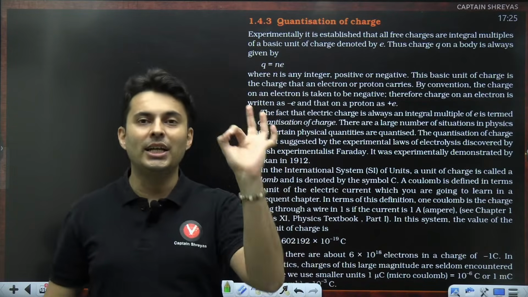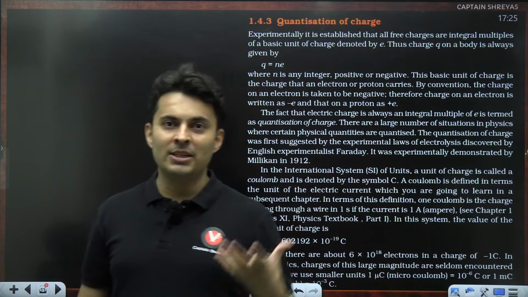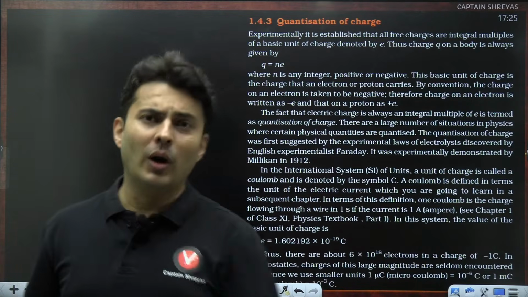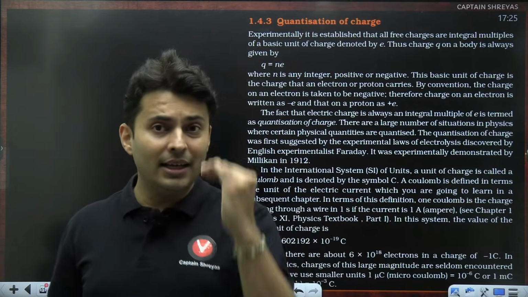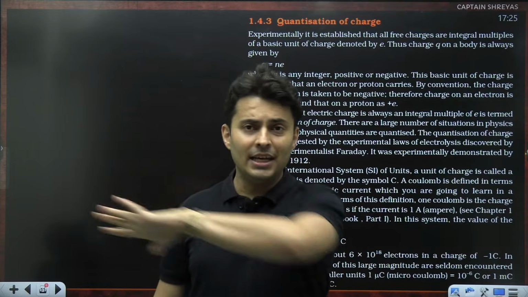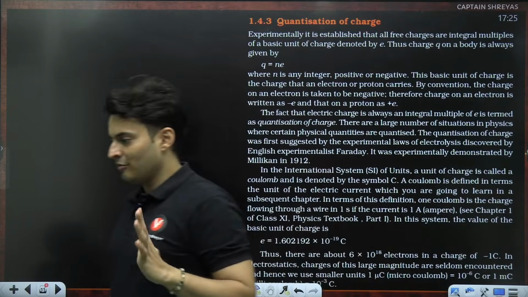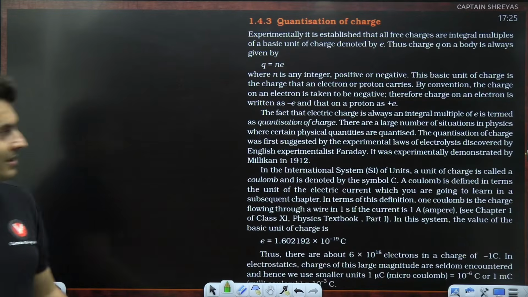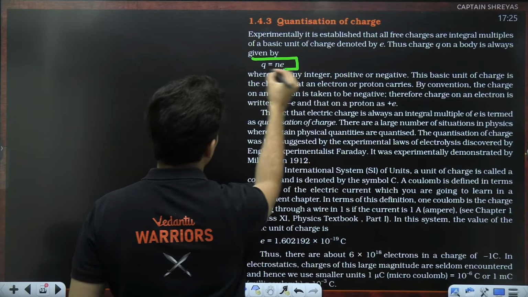In the same way, it is found that in our universe, the smallest charge which God gave us is 1.6 into 10 to the power -19 coulombs. Coulomb is the unit of charge, and this is also the charge of an electron or a proton. You can't get a charge lower than that. Any charge around you will be a multiple of this. That's what it means. So you will see any charge is n times e.